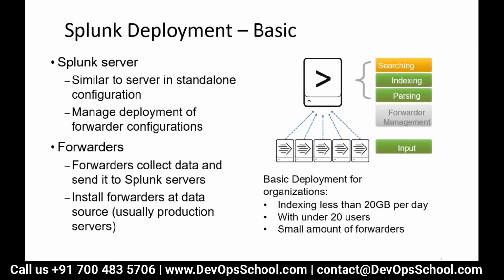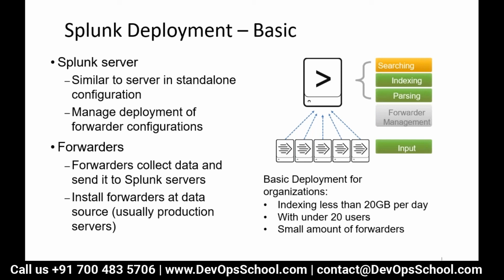Now, if you want to deploy more than standalone, then you have to go for the basic. In a basic, you have one Splunk server and one forwarder. The Splunk server acts similar to the standalone configuration and also manages the deployment and forwarder configurations, but the input is not done by the server. Input is separate, you see here. So the server takes the place of forwarder management, parsing, indexing, and search, whereas the forwarder is separately set up for the input. So here forwarders collect the data and send it to the Splunk server.